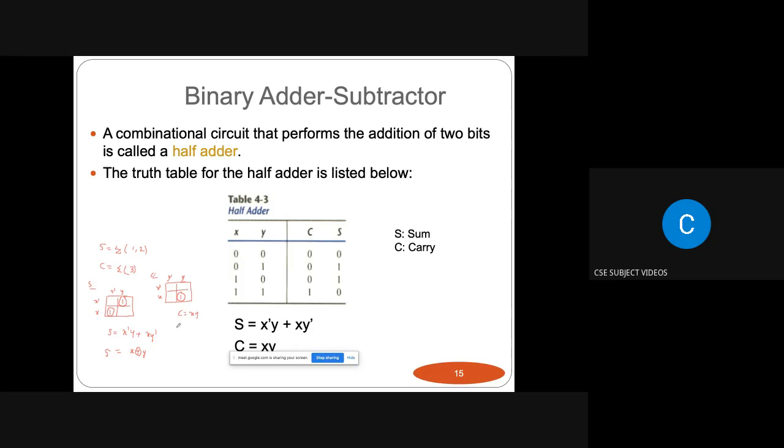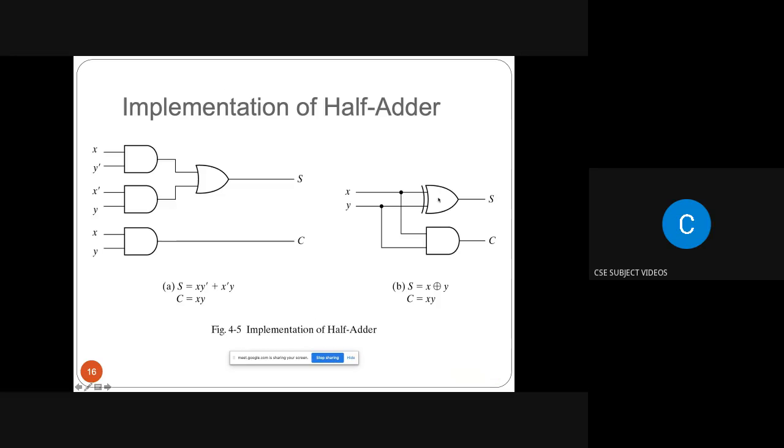So we have found the Boolean function for sum and carry. After finding the Boolean function, we can draw the circuit diagram. This is the circuit diagram, the implementation of half adder. The half adder and full adder all follow the design procedure of combinational circuit. Here we are having 2 circuits. This is before simplification, and this is after simplification.